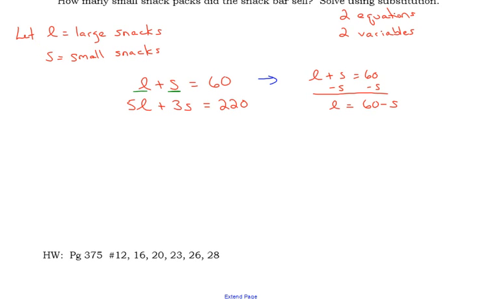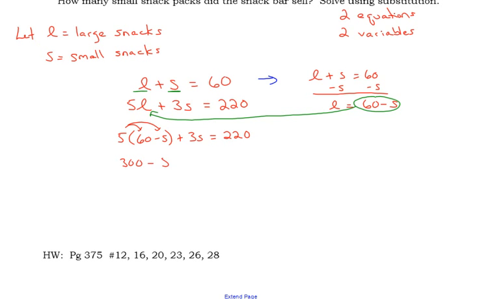Then I'm going to take that expression, whatever that L is equal to, and substitute it into the L of the equation that I didn't use. So instead of 5L, now I have 5 times 60 minus S. I'm going to distribute my 5. 5 times 60 is 300, minus 5S plus 3S equals 220. Combining your like terms, you get 300 minus 2S equals 220.